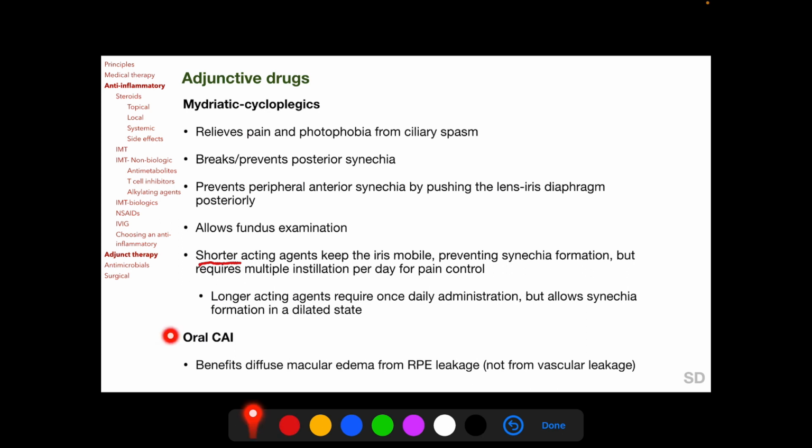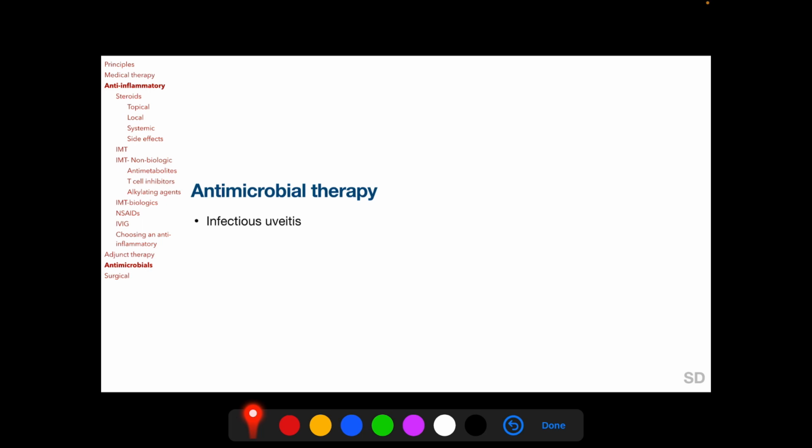Oral carbonic anhydrase inhibitors have a role in diffuse macular edema from RPE leakage, but macular edema from vascular leakage does not respond to oral carbonic anhydrase inhibitors. Infectious uveitis entities require antimicrobial therapy, and they will be mentioned when we discuss the individual infectious uveitis. And surgical therapy for uveitis is usually required for managing complications, and they will be discussed in the session on complications of uveitis. Thank you for listening.